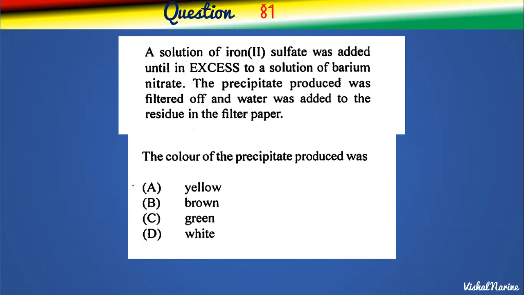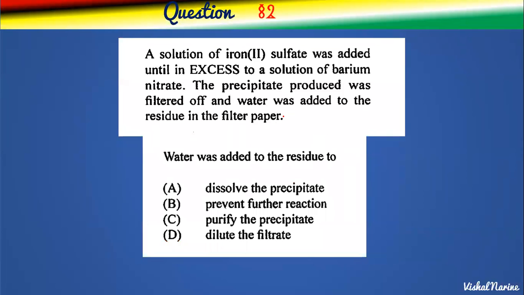81 tells us that a solution of iron(II) sulfate was added in excess to a solution of barium nitrate. The precipitate produced was filtered off and water was added to the residue in the filter paper. What would have been the color of the residue or the precipitate? During this reaction, barium sulfate is going to be produced, and barium sulfate is white. So the color of the precipitate will be white. Barium sulfate is insoluble, right? So that is why we have this.